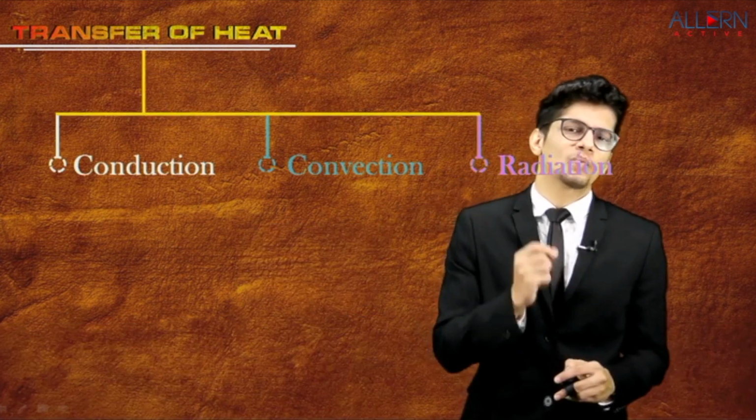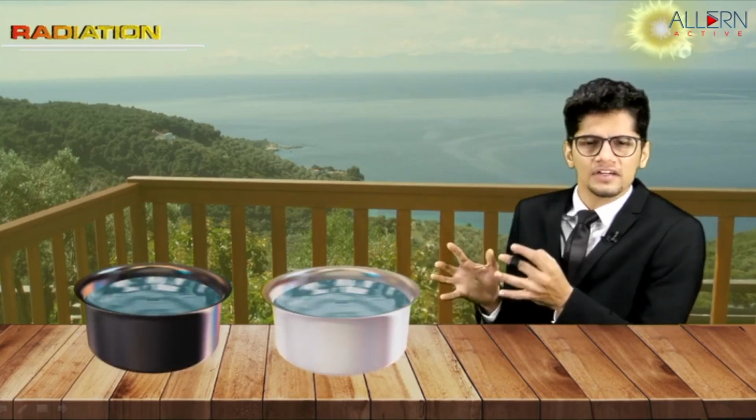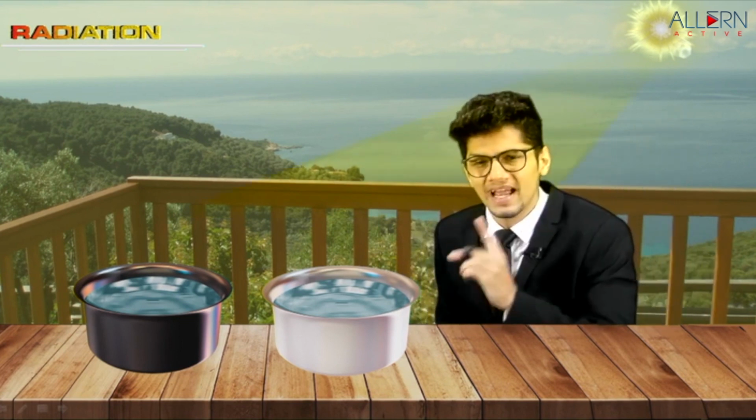Now after this, what we need to understand is radiation. For understanding radiation, what we need to consider is the sun. And here we have these two vessels, right? Now imagine this, think about this. The sun is in space, and between Earth and the sun, we have vacuum. There is no material medium. Even then, the rays from the sun reach the Earth.